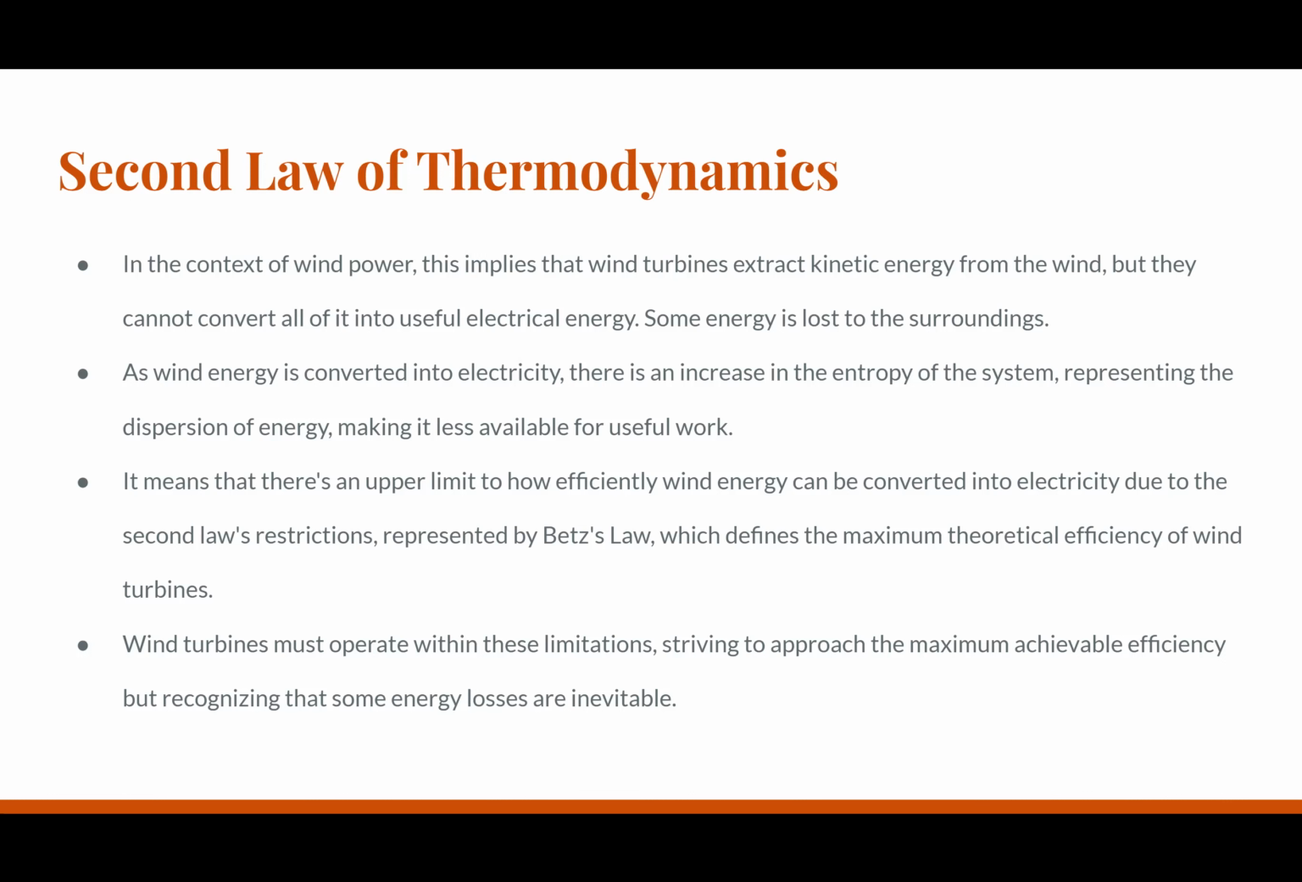There is an increase in entropy of the system, representing the dispersion of energy, making it less available for useful work. It means that there is an upper limit to how efficiently wind energy can be converted into electricity due to the second law's restrictions, represented by Betz's law, which defines the maximum theoretical efficiency of wind turbines. Wind turbines must operate with these limitations, striving to approach the maximum achievable efficiency, but recognizing there are some energy losses that are inevitable.